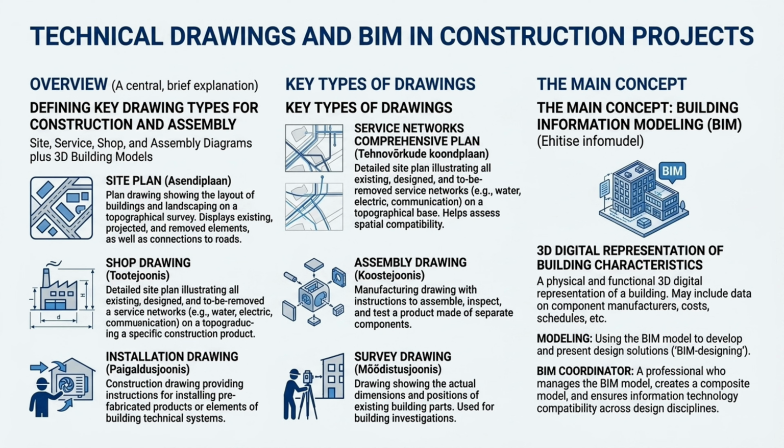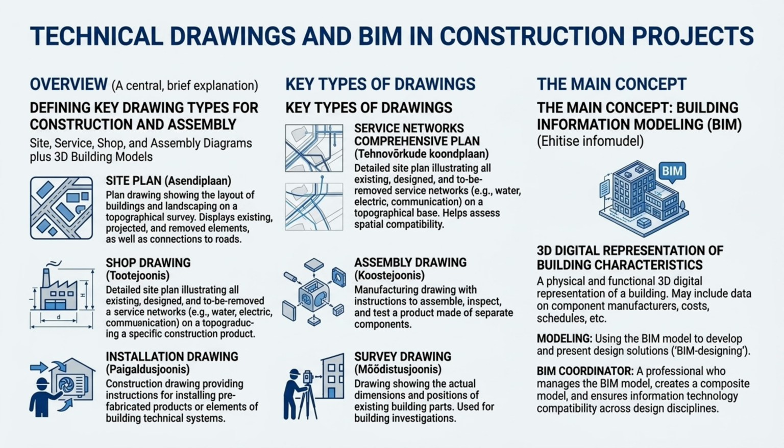A site plan or assembly plan is a drawing that shows how buildings and landscaping are arranged on a given area based on a topographical survey. It displays the existing situation, proposed changes, and elements that are to be removed, and also shows how the site connects with the nearby roads and surroundings. This drawing may also represent information about elevation, but for clarity, elevation details might be shown separately.